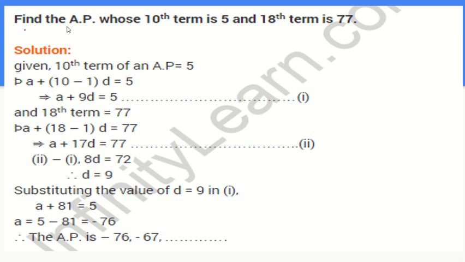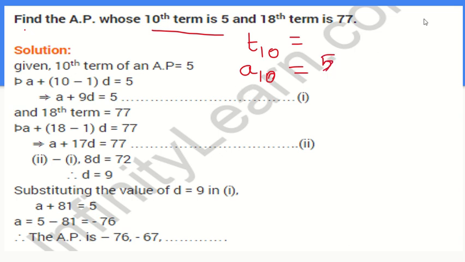Find the AP whose 10th term. So what they said, 10th term. What is meant by 10th? It's nothing but T10, or they can use A10. Both are the same. You can use either T10 or A10. How much have they given for A10? 5. They have given it very clearly: A10 is 5.